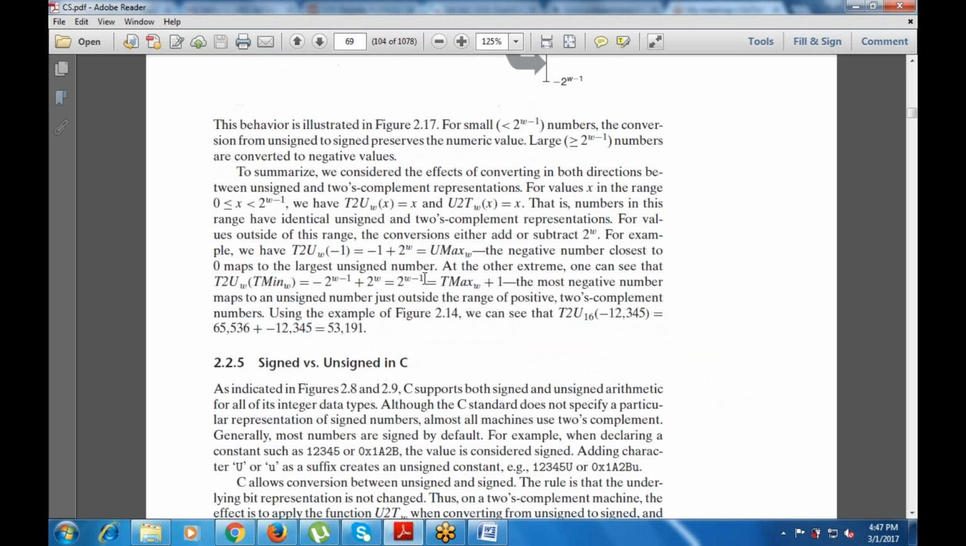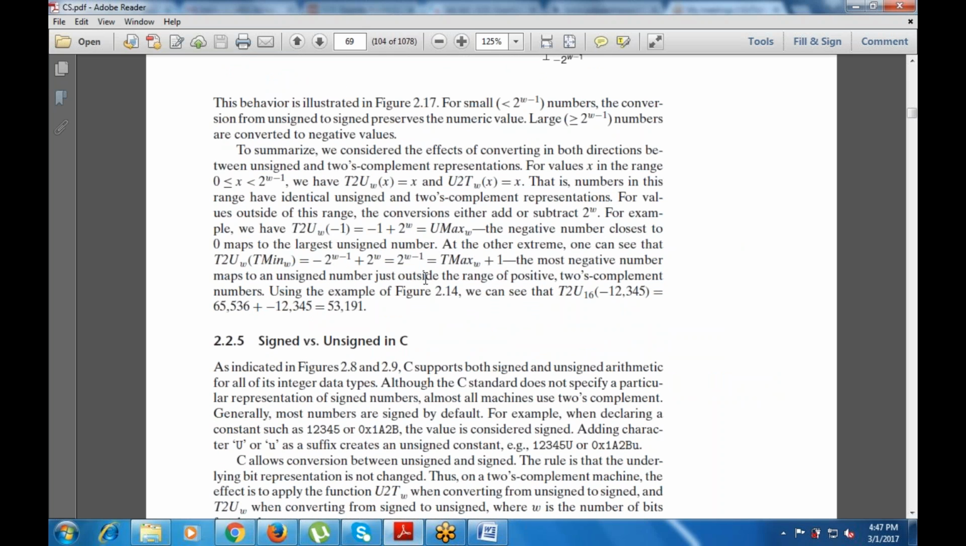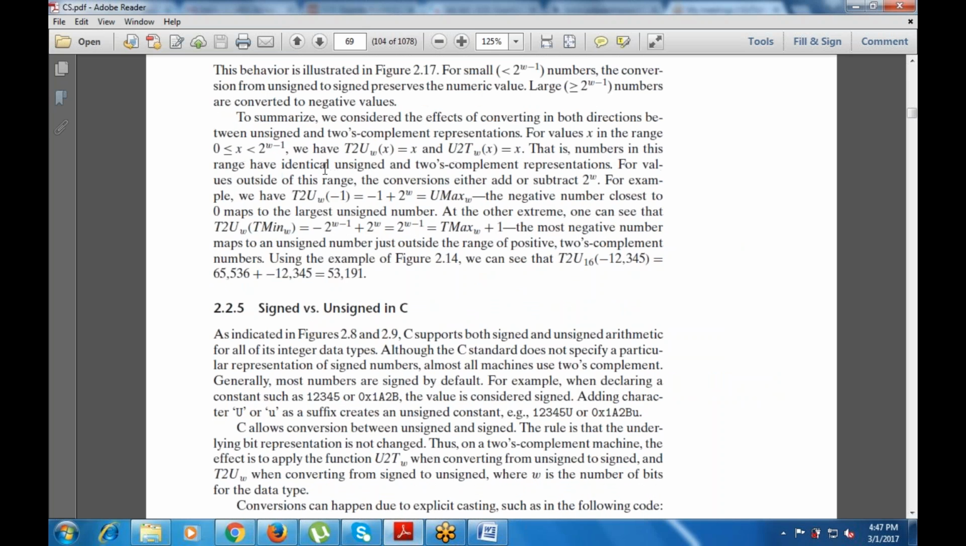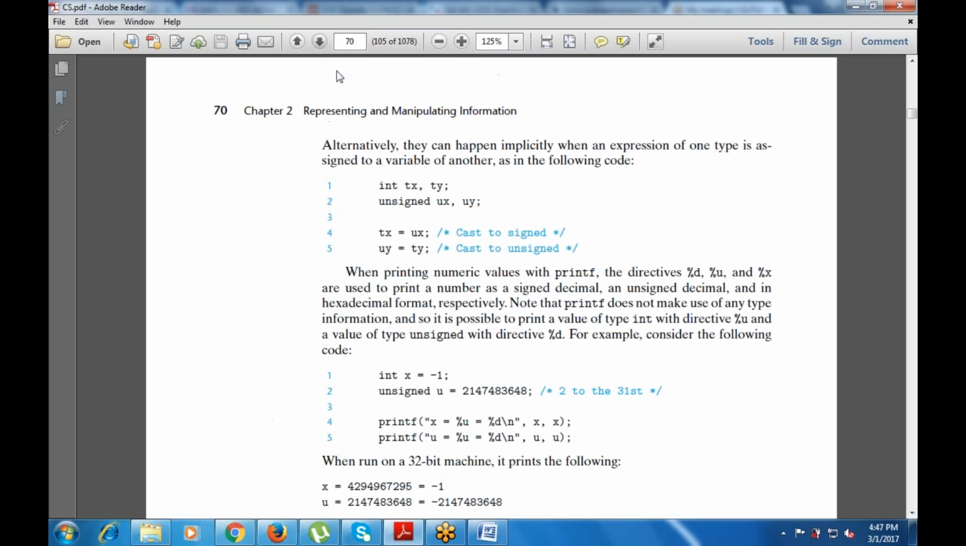Now the next part is signed versus unsigned. As I told you, there are multiple data types, each of the types int having signed as well as unsigned versions in the C language. Alternately, they can also happen implicitly when an expression of one type is assigned to a variable of another, as in the following code. This is int tx, ty; unsigned ux, uy. This is tx equals ux, uy equals ty. This is cast to signed, this is cast to unsigned.